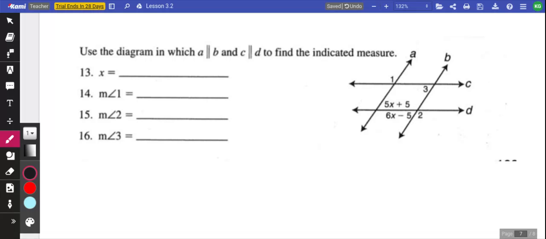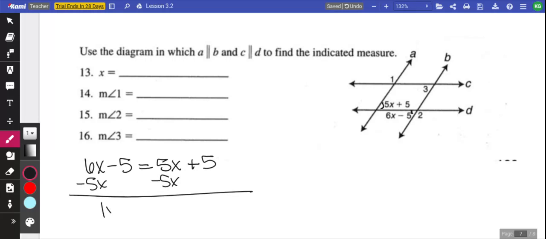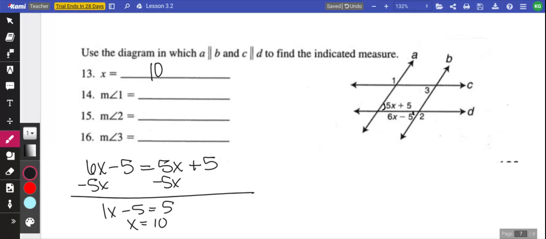All right, so first thing we have to do in this is find x. Now, the picture is kind of hard to read, but it's saying that this angle right here is 5x plus 5, and this one right here is 6x minus 5. So those are alternate interiors, which means that those are equal. So I'm going to solve for x by subtracting 5x from both sides and then adding 5, so that x is 10. So if x is 10, 5 times 10 plus 5 is 55.